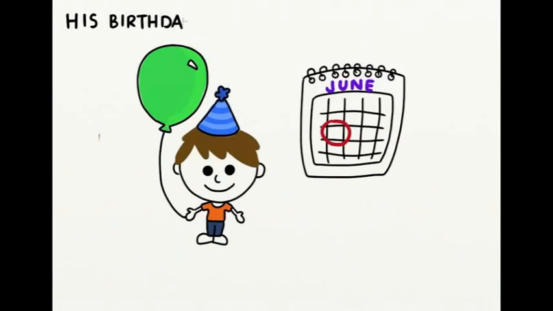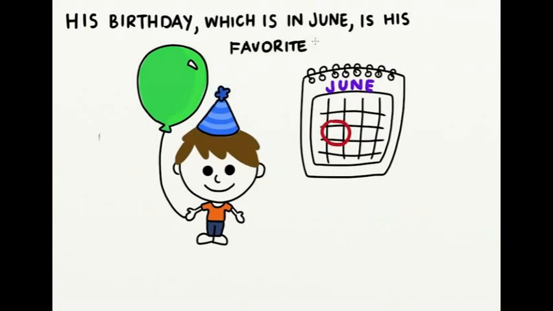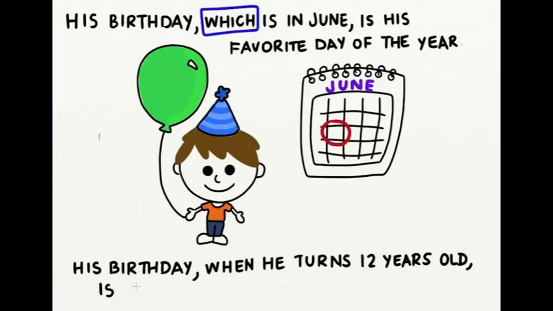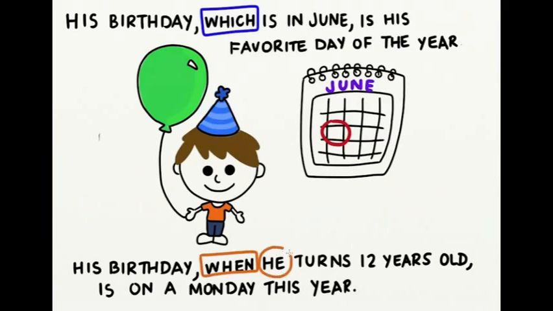Here's another example. His birthday, which is in June, is his favorite day of the year. Here we use the relative pronoun which because the relative clause does not contain a separate subject. His birthday, when he turns 12 years old, is on a Monday this year. Here we use when because the relative clause contains the subject he.